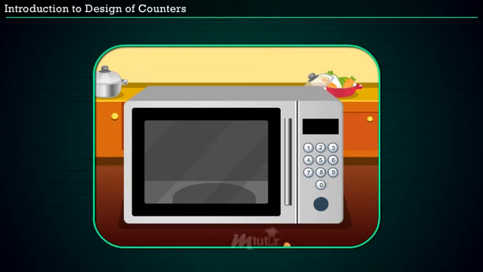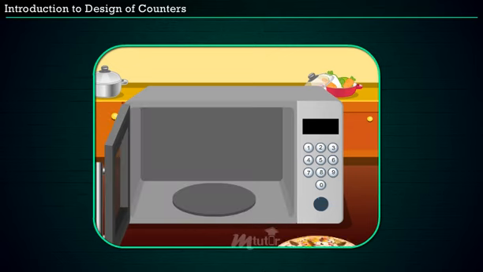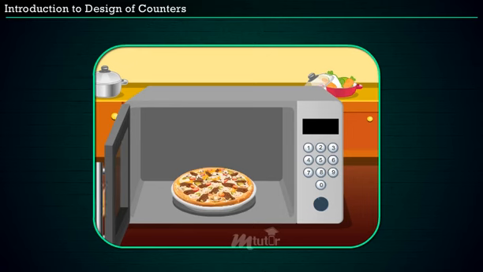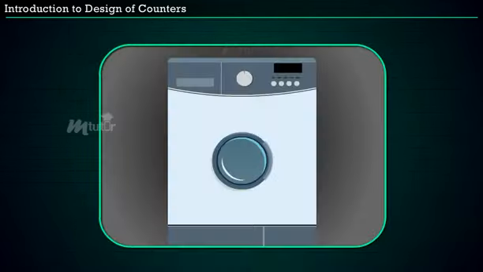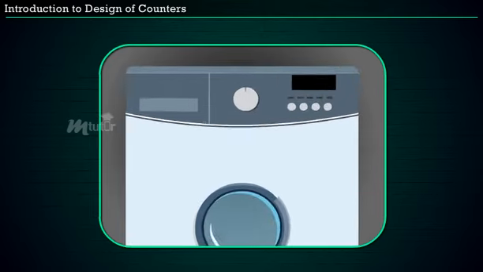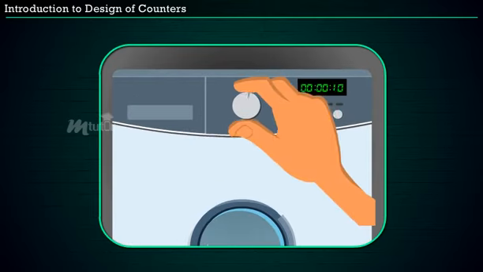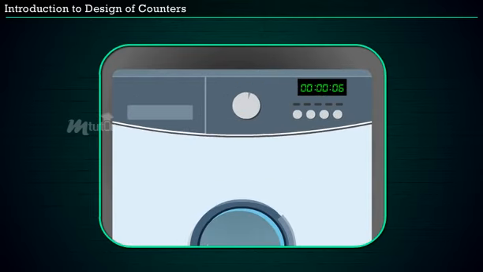Scenario 2. In our kitchen, we use microwave ovens. In that, we set the timer to heat food. You will notice that the timer in the appliance displays a gradual decrease in time as the food gets cooked or warmed. Scenario 3. In a washing machine, we set timer to complete an action, and you will notice that the time left to complete the action gets displayed.